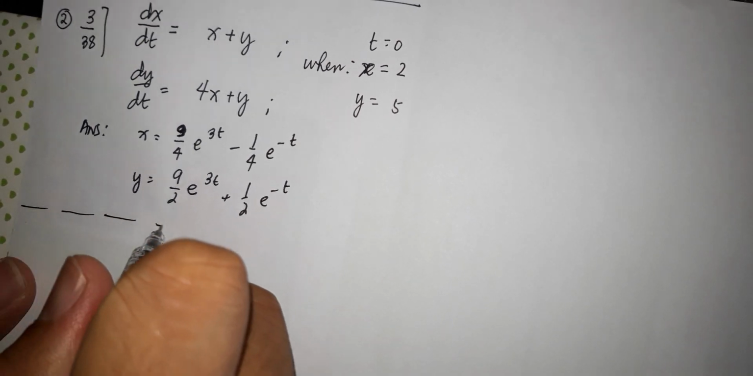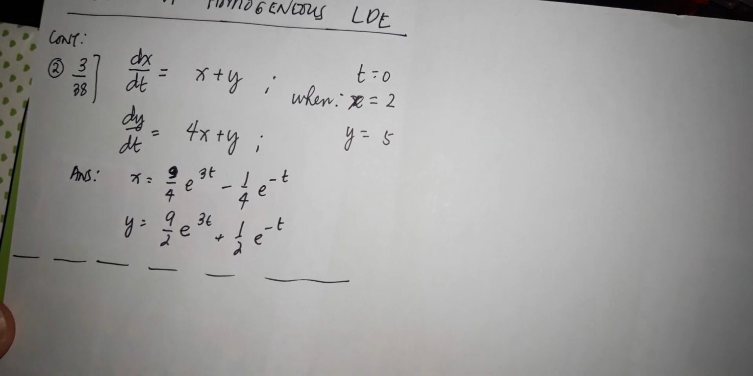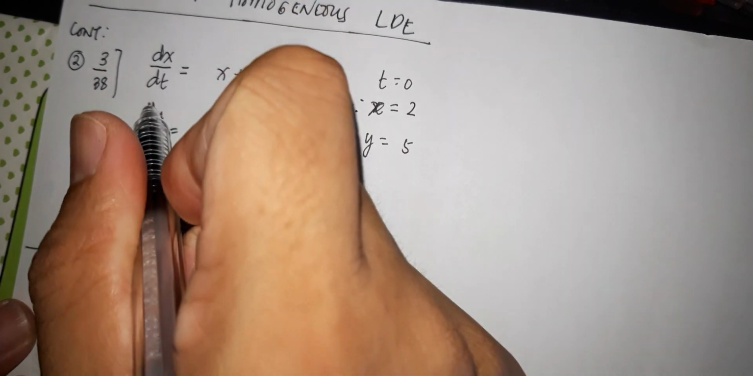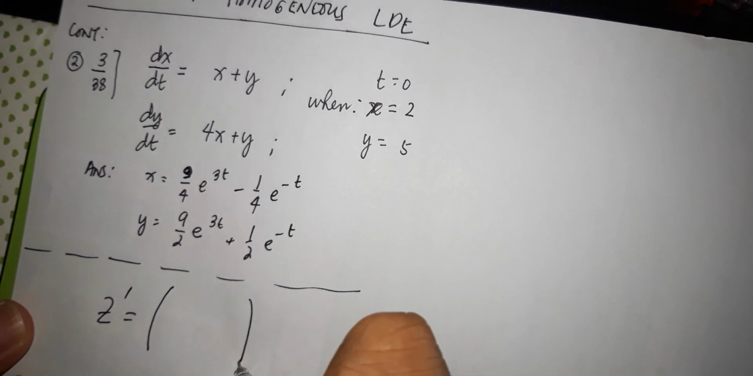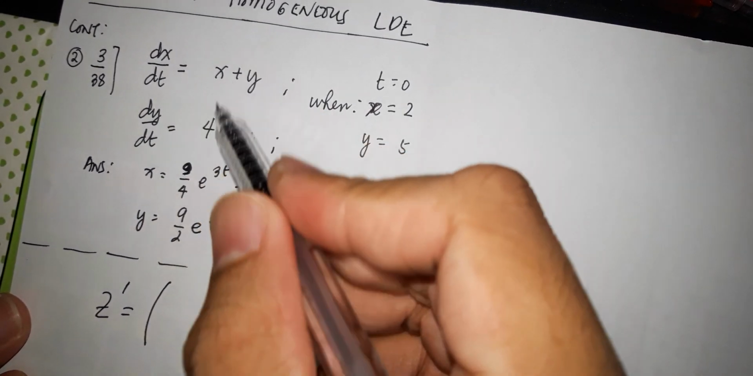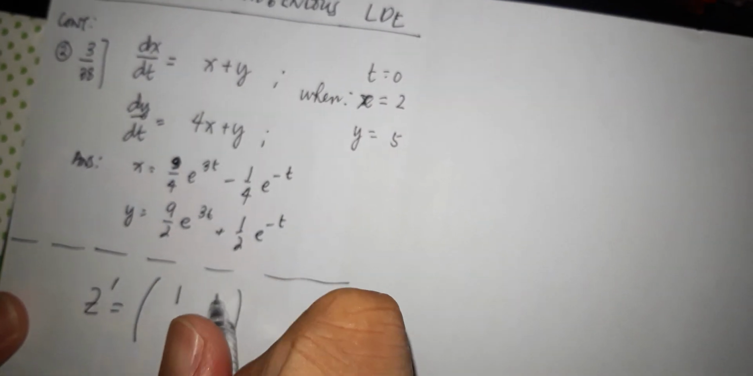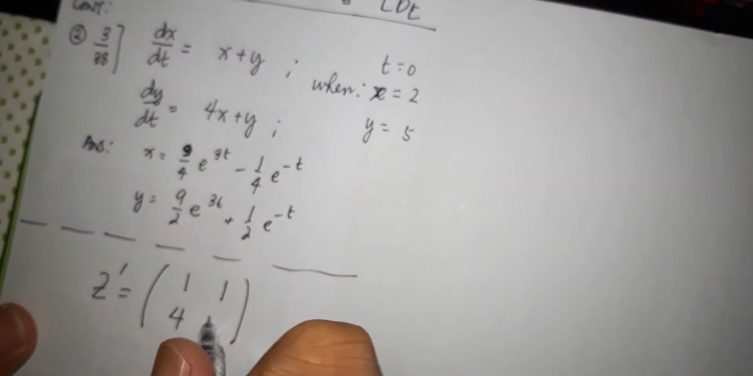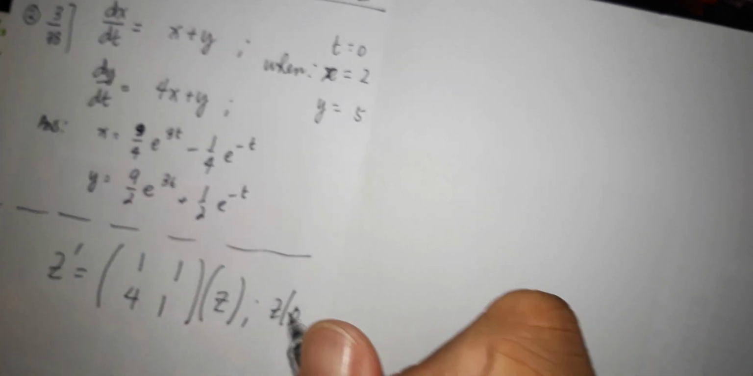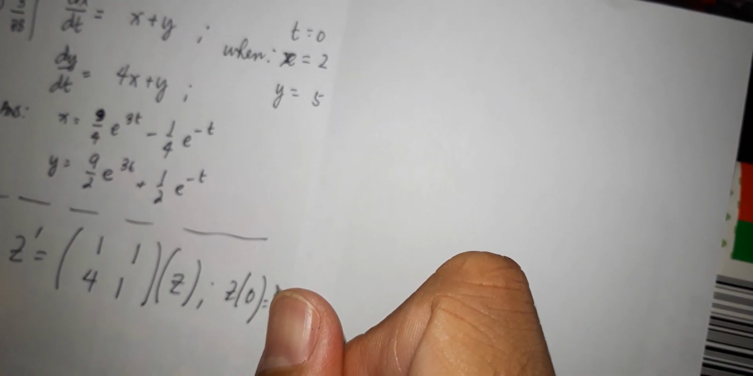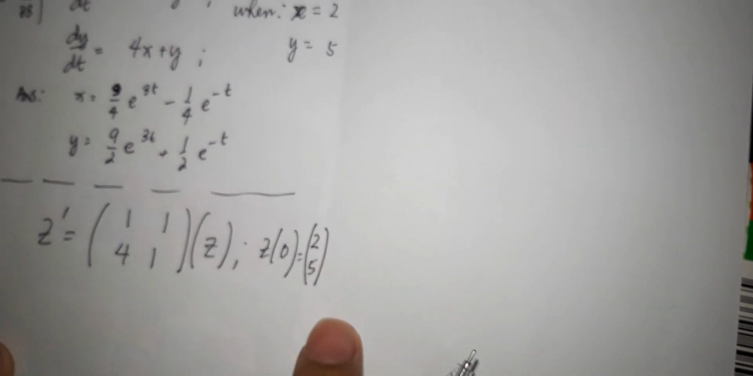So again, kukunin natin ang ating solution. How do we get the solution? Una muna, i-convert natin siya into matrix form. Paano? This dx/dt and dy/dt is z prime is equal to your A. Your A are the numerical coefficients of x and y. Para sa taas, 1, 1. Sa baba, 4, 1. Then z. May initial condition that when t is 0, x is 2, y is 5. As per given.